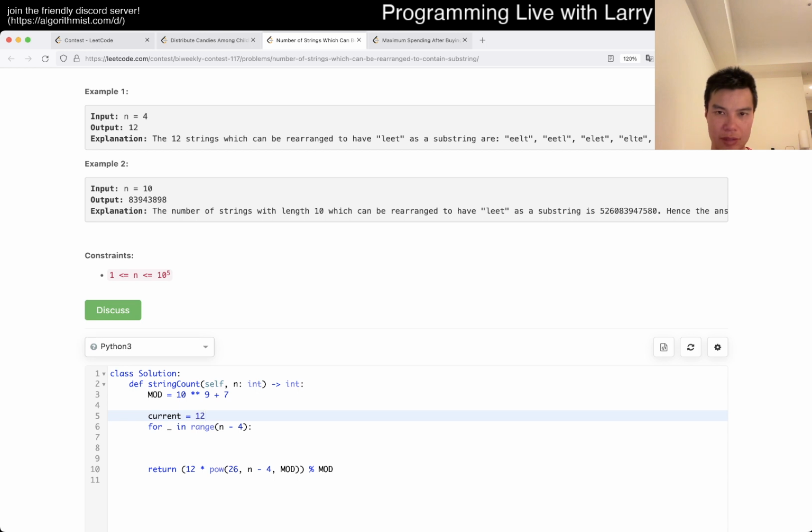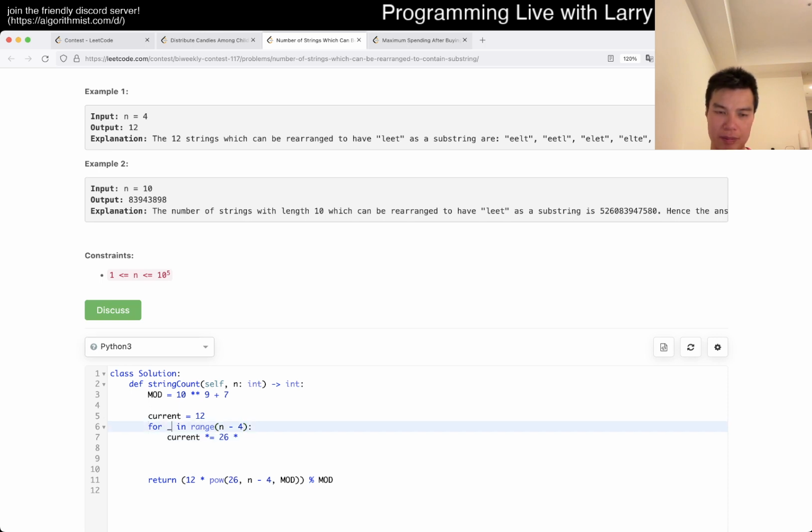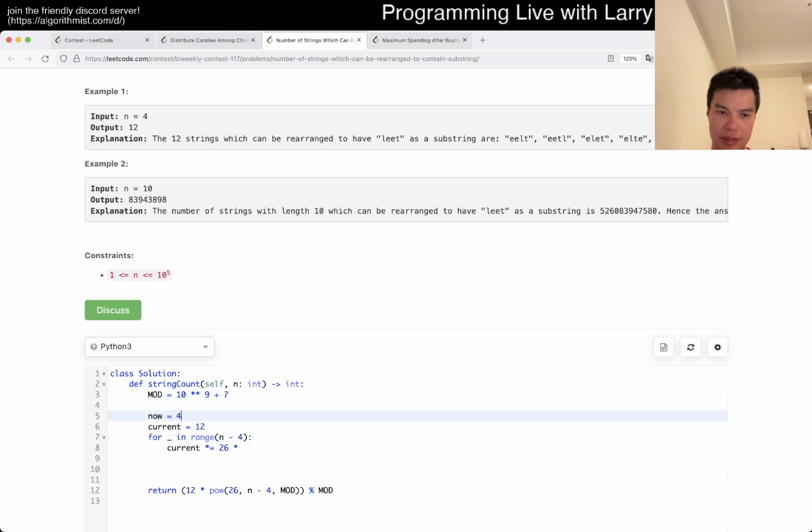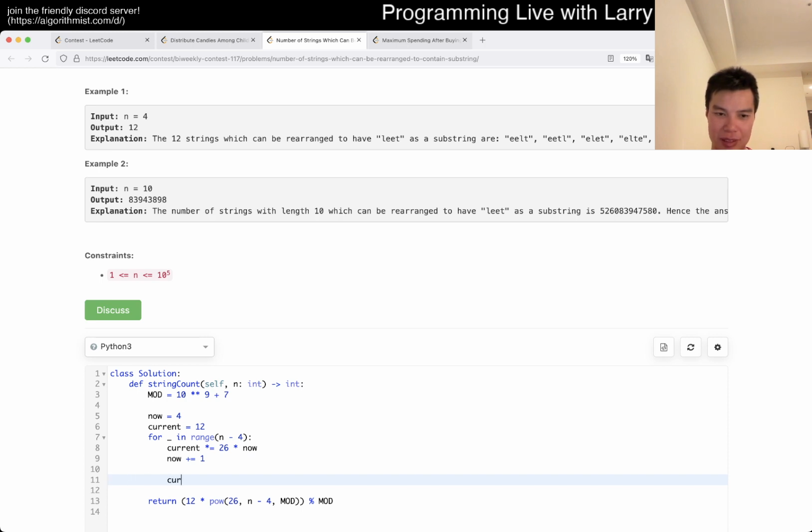Equals 12. And then now we want for each character, so it's going to be times 12, or times 26, times the previous number of character, right? I did my for loop in a weird way, but fine. And now it's this plus 1, because that's the number of gaps that you put it in, right?